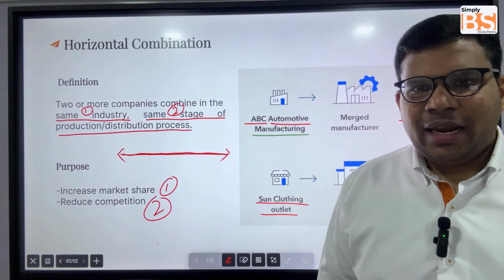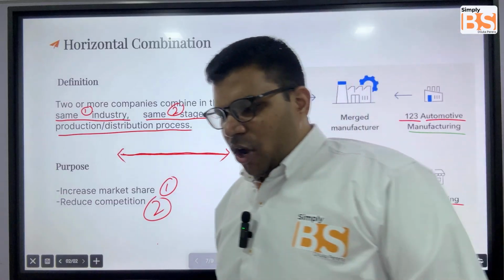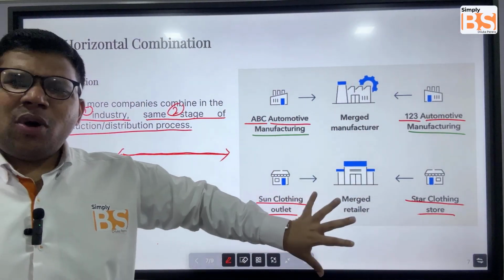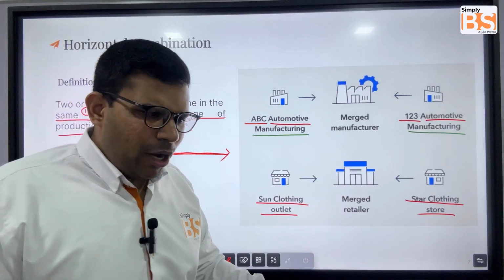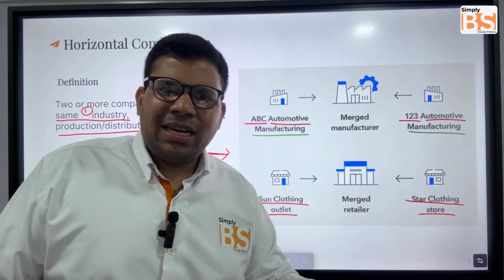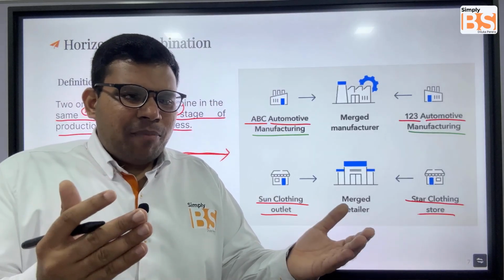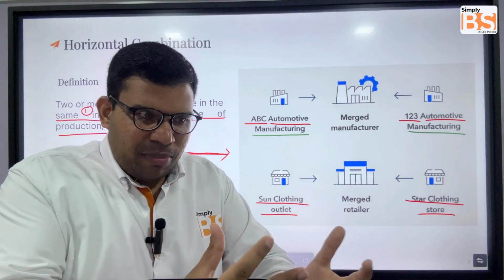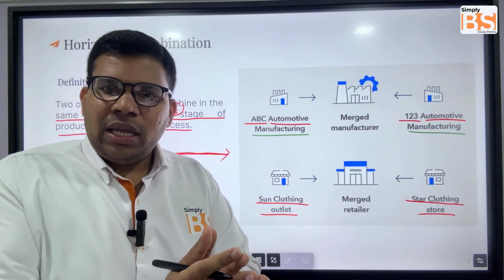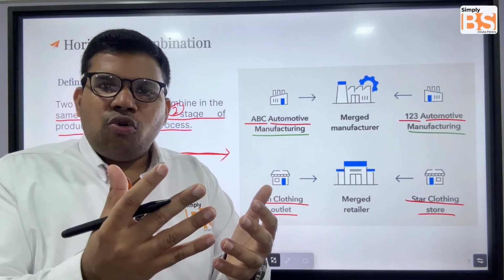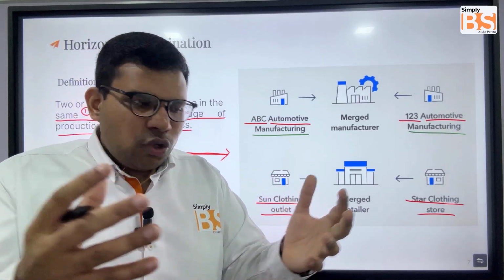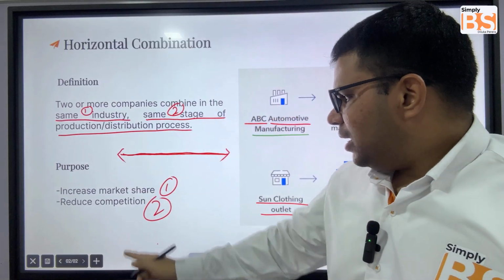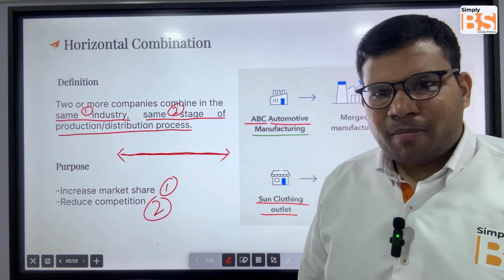There you go. So basically, in horizontal combination, companies who are in the same industry, fulfilling the same business activity, are competitors. They are doing the same business activity in the same industry, so they can be known as competitors. So when these competitors get together, what happens? It will reduce the competition.